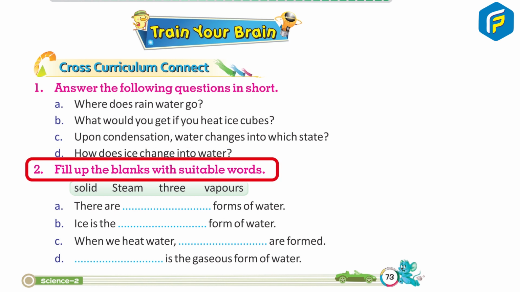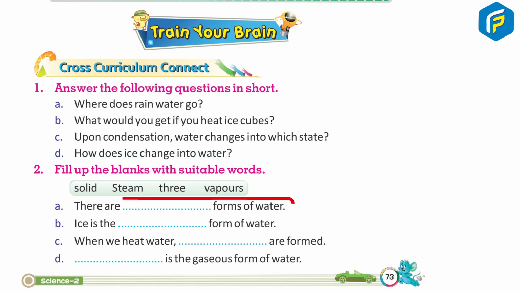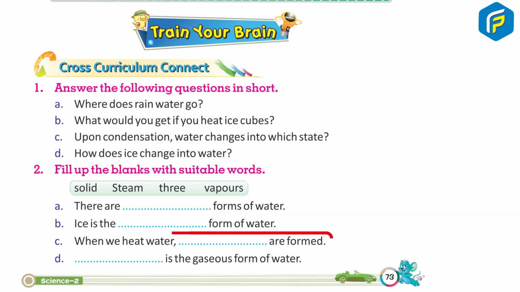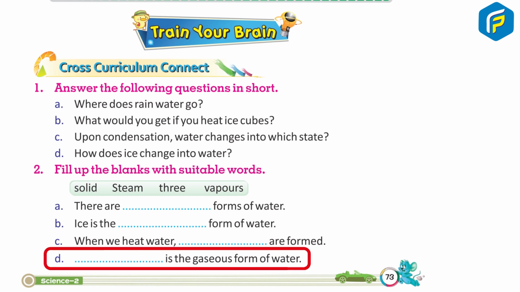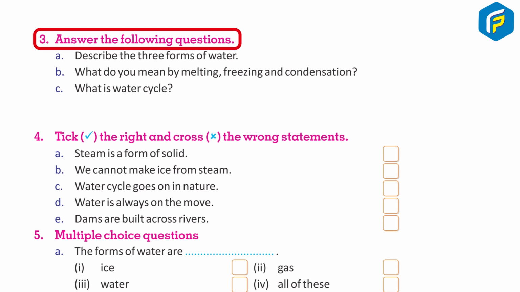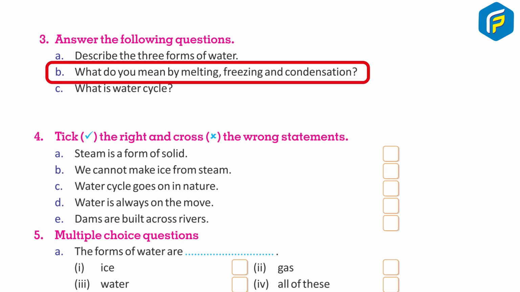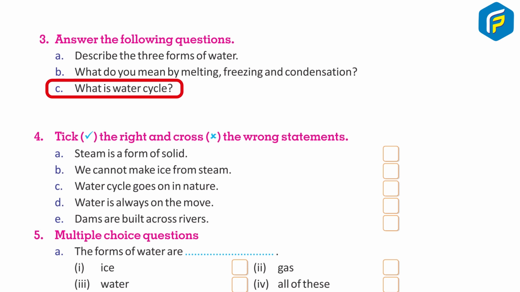2. Fill up the blanks with suitable words. A. There are dash forms of water. B. Ice is the dash form of water. C. When we heat water, dash are formed. D. Dash is the gaseous form of water. 3. Answer the following questions. A. Describe the 3 forms of water. B. What do you mean by melting, freezing and condensation? C. What is water cycle?